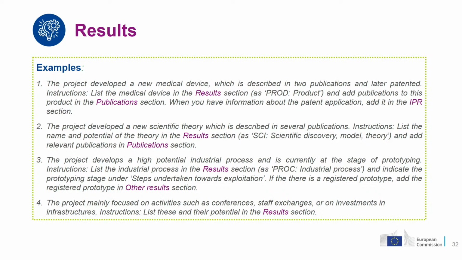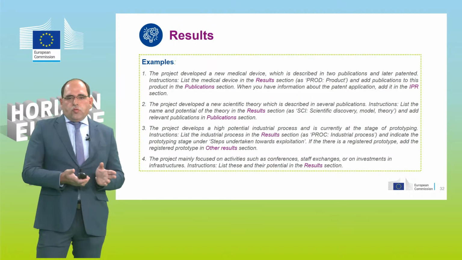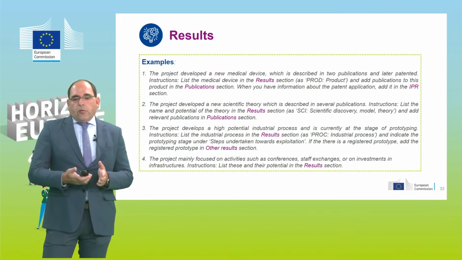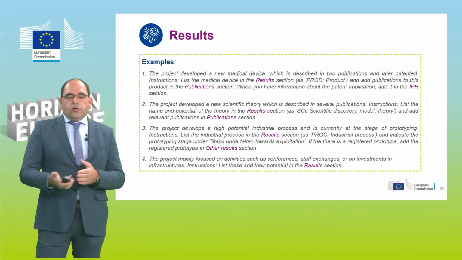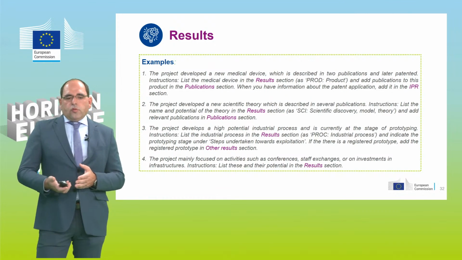Let's say that you have a prototype. In that case, you just describe the type of result. So you say, I have a prototype of this type, and then you can already link it. If you have datasets with which you have tested it, you will go to the datasets table. If you have publications describing it, you can go to the publications table.